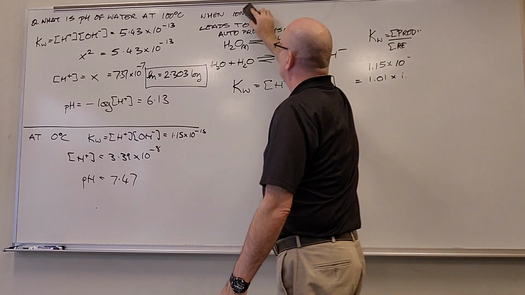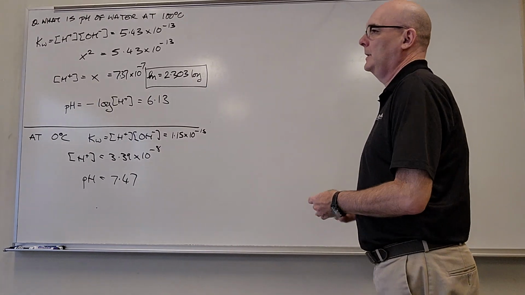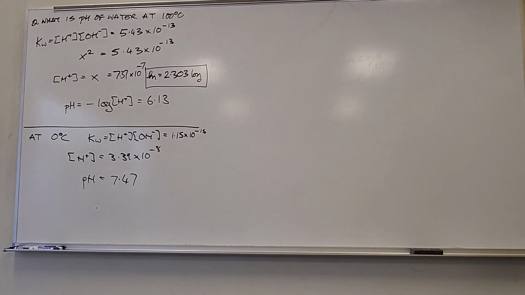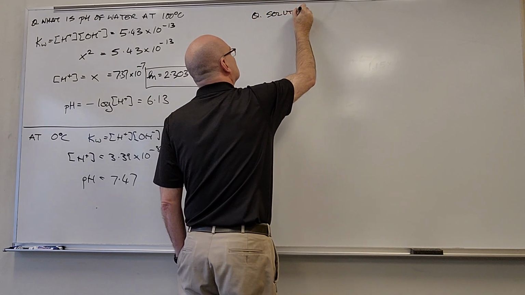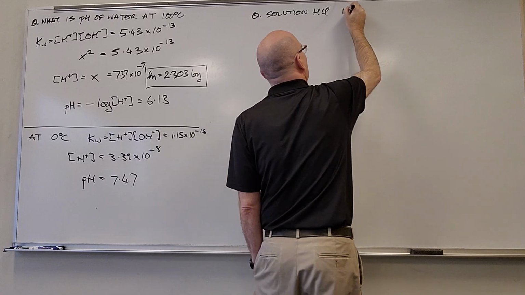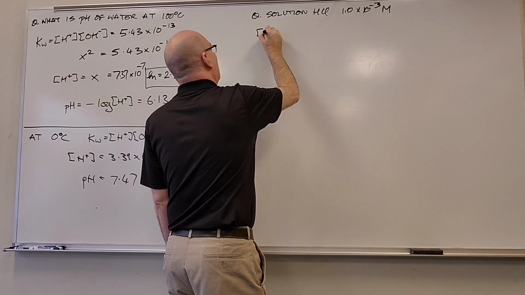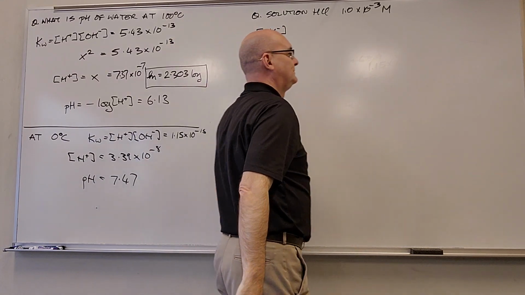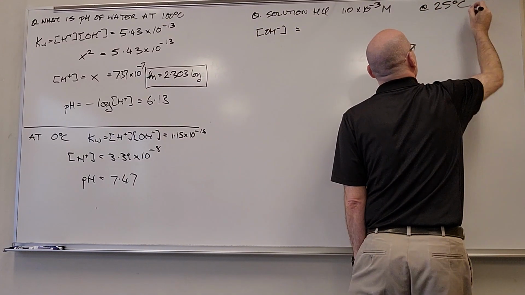So there are times, if you know one thing, you automatically know the other. How about this? And we can extend this to really, really simple things. I have a solution of HCl is 1.0 times 10 to the negative 3 moles per liter. What is the concentration of hydroxide at 25 degrees Celsius?